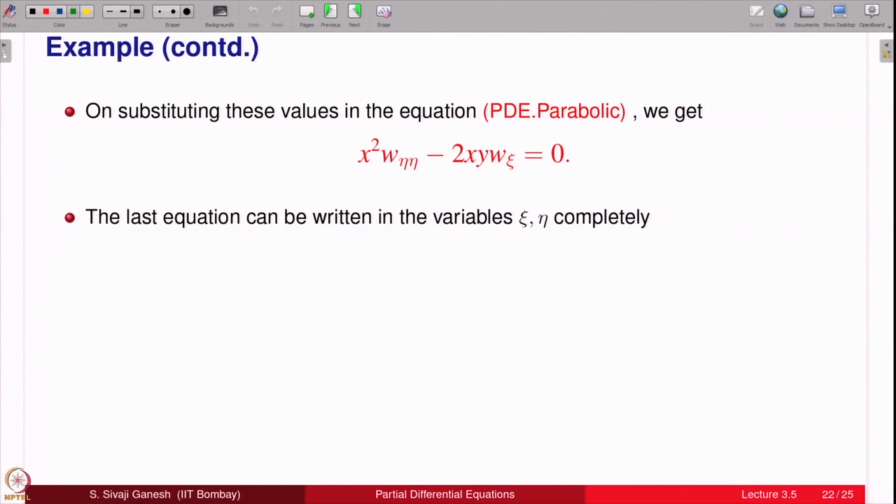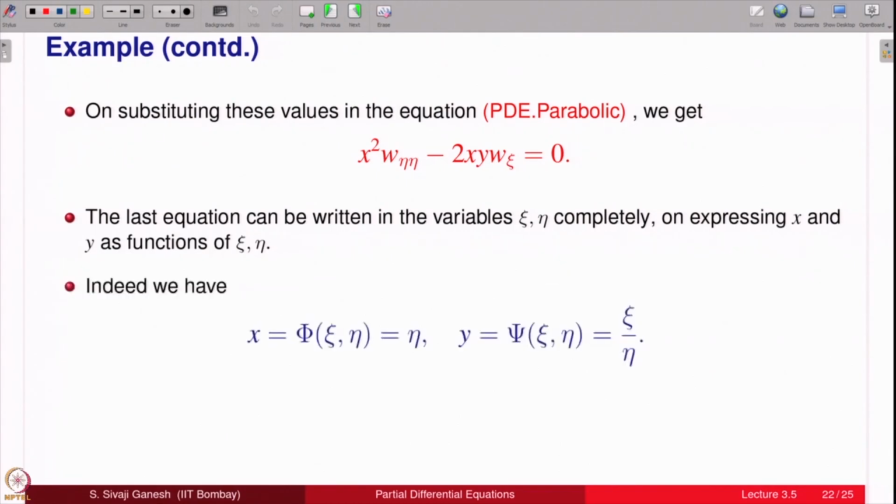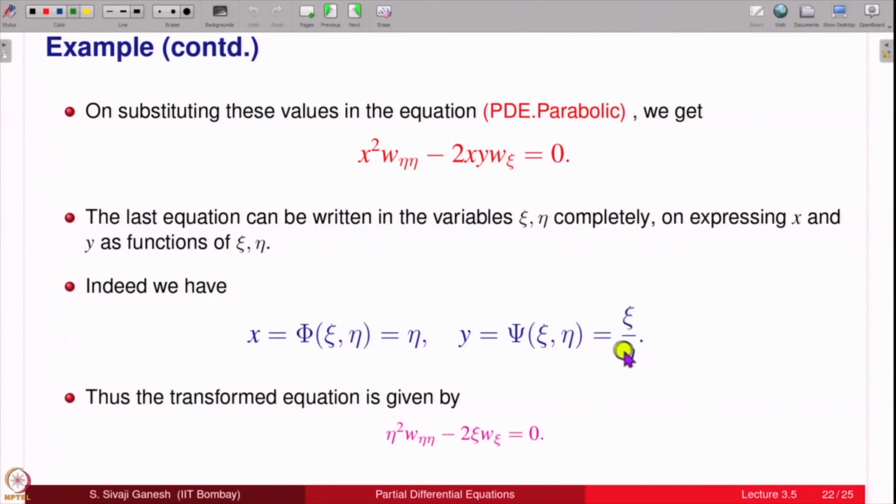So, it can be written completely in terms of xi, eta on expressing x and y as functions of xi, eta, that is nothing but writing the inverse function. So, x equal to capital phi of xi, eta is eta, y equal to capital psi of xi, eta is xi by eta. This transformation makes sense because eta is never 0 in our domain. Eta is 0 if and only if x is 0, and we are working in a domain where x is not 0.